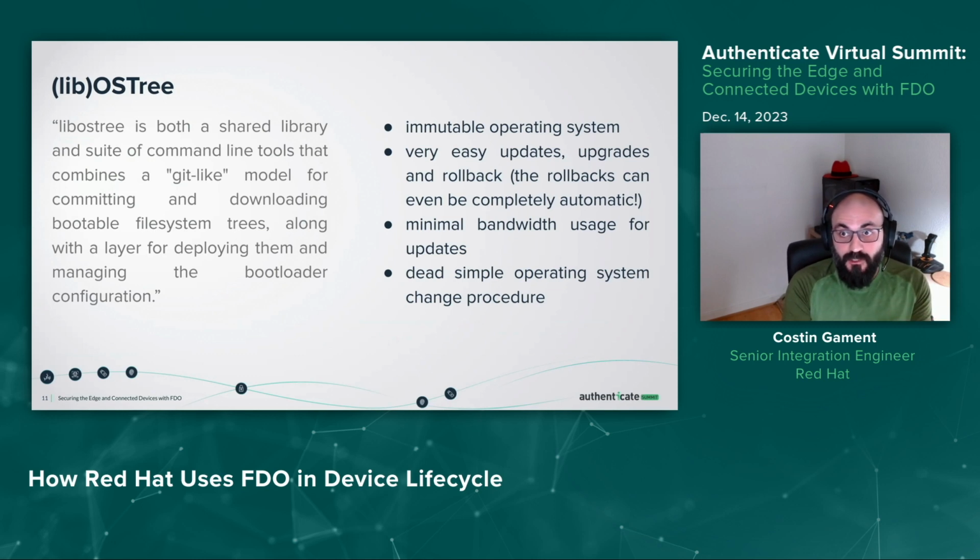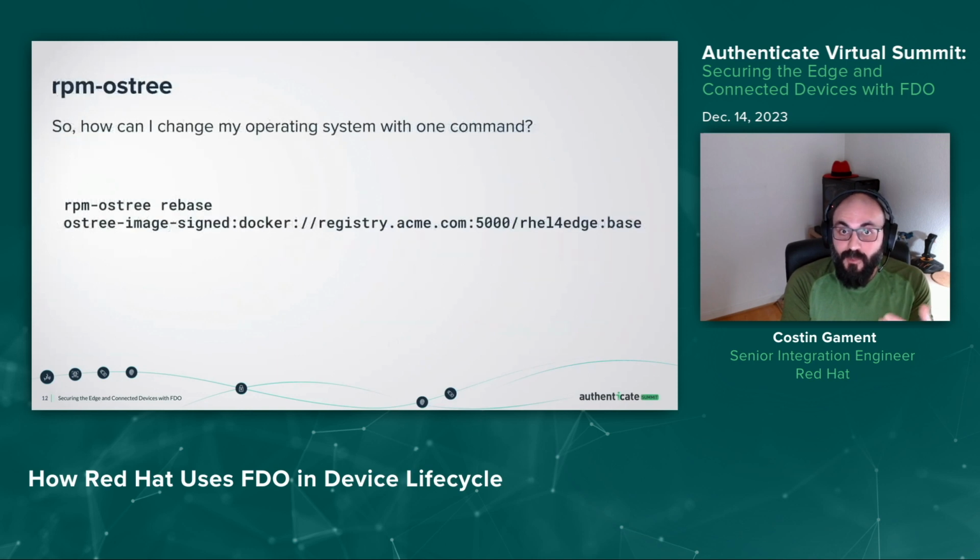And also another key feature is that it provides a very simple procedure to change operating systems. What do I mean by this? Well, it's a single command. This is the command. It's called a rebase. It's done via our utility rpm-ostree, which just bridges Red Hat package management with OS3 image management. And you will notice that the image I'm deploying with this command, it's actually an OCI container image. So that means it can live in a standard Docker registry, and the whole operating system is encapsulated in this OCI container.